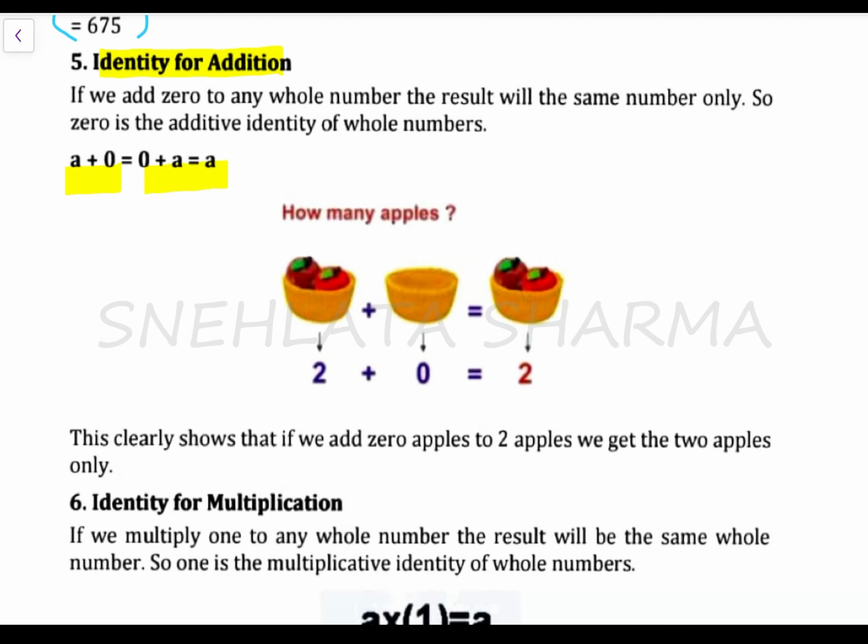This I have shown by picture also. 2 is a whole number. In this bowl we have 2 apples. The next bowl is empty, and if we add these two together, I get 2 only. This clearly shows that if we add 0 apples to 2 apples, we get 2 apples only. So 0 is the additive identity for addition.